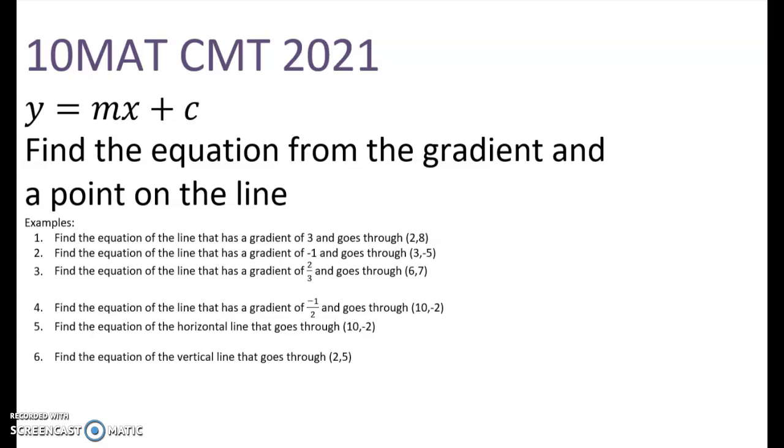Kia ora, Year 10. In this video, I'm going to go over how to find the equation of a straight line if you know the gradient and a point on that line.